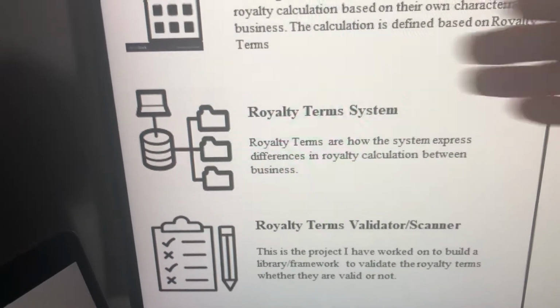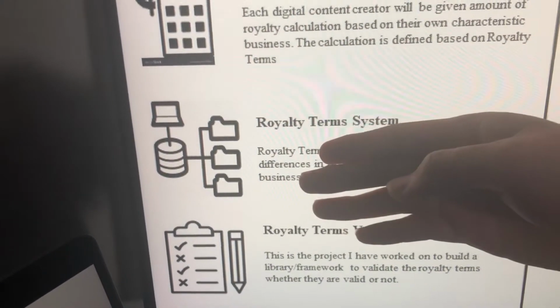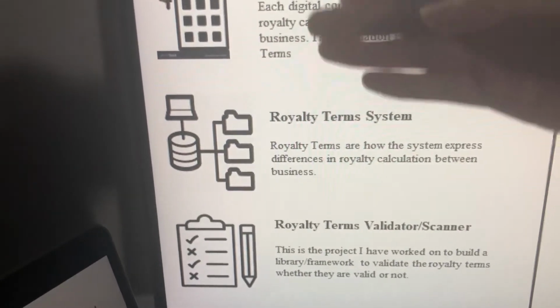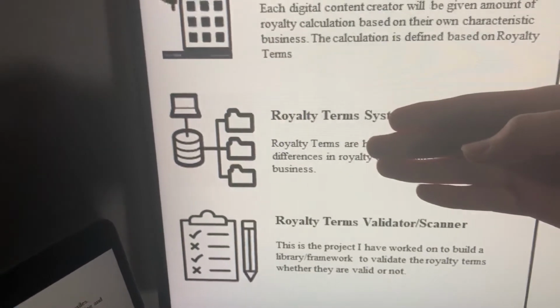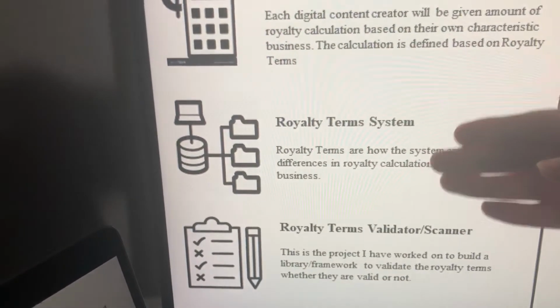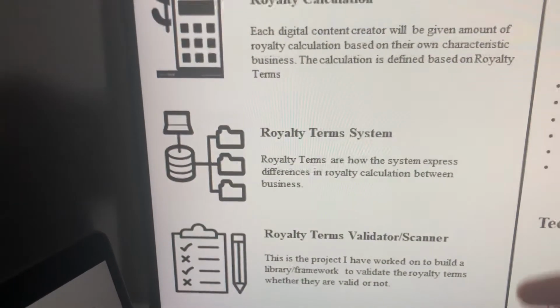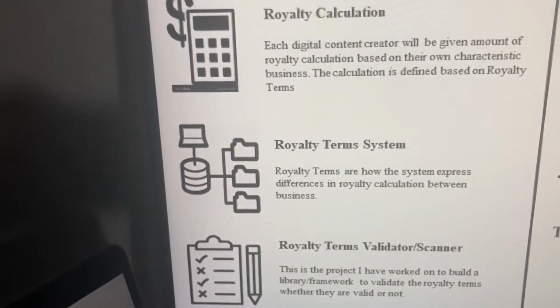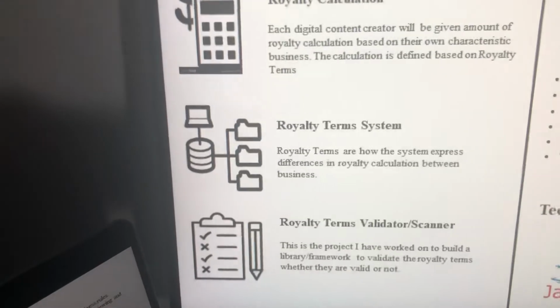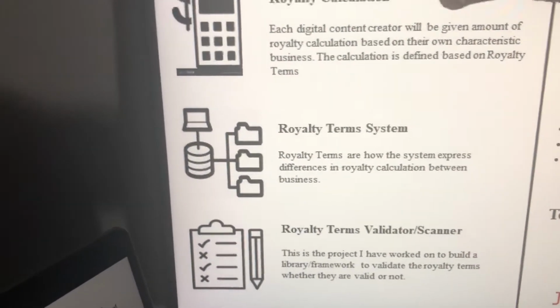This database stores the files to calculate the royalty terms, but this database might have outdated values. That means there are some data fields that are not right anymore, and we need to update them based on the new business rules of those customers.